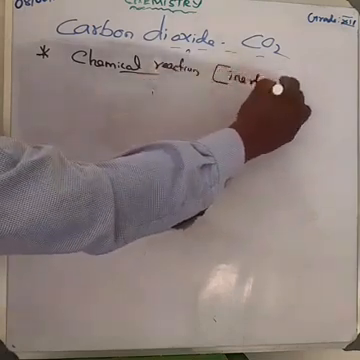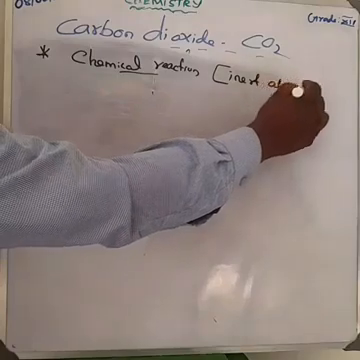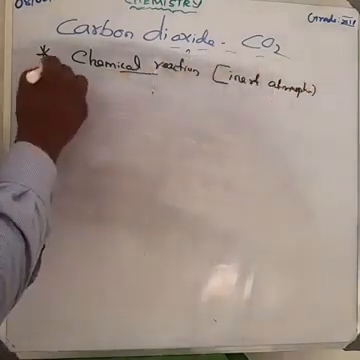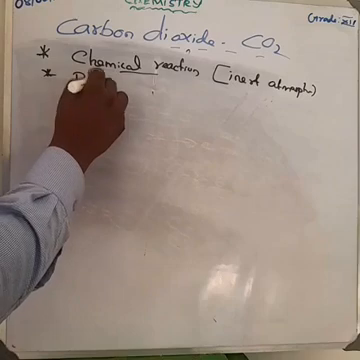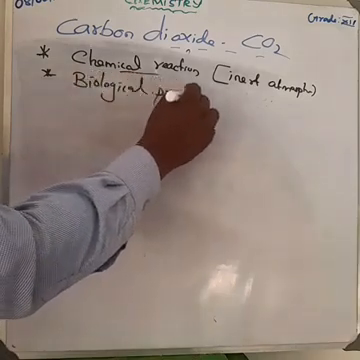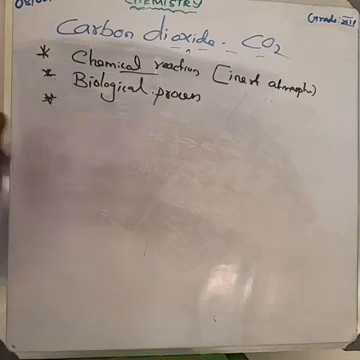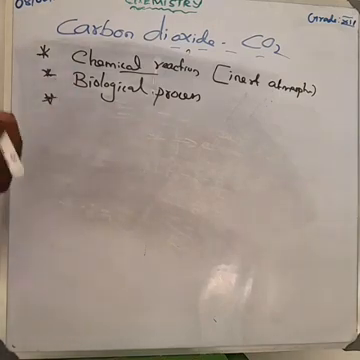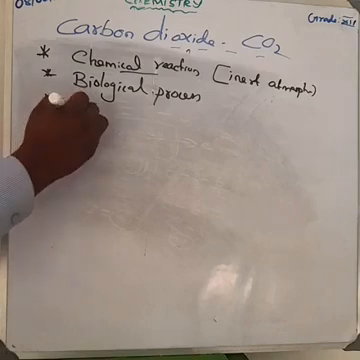Chemical processing. Okay. The second one is photosynthesis. For photosynthesis, carbon dioxide is very important. It's a biological process. Next, it is used as a fire extinguisher. Am I right? And also it is used as a propellant gas.